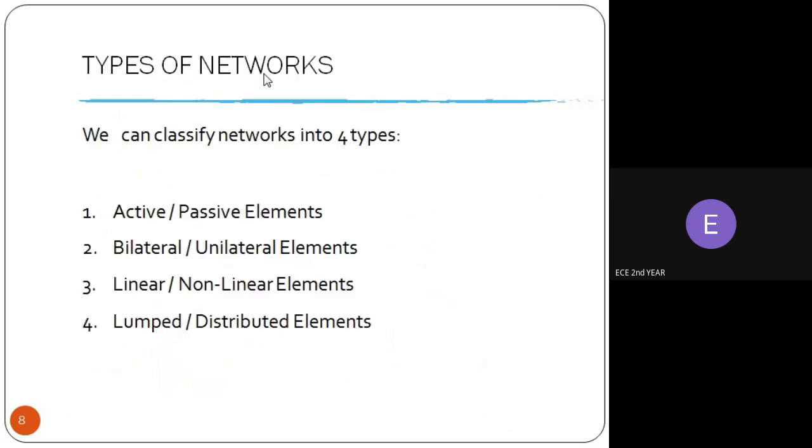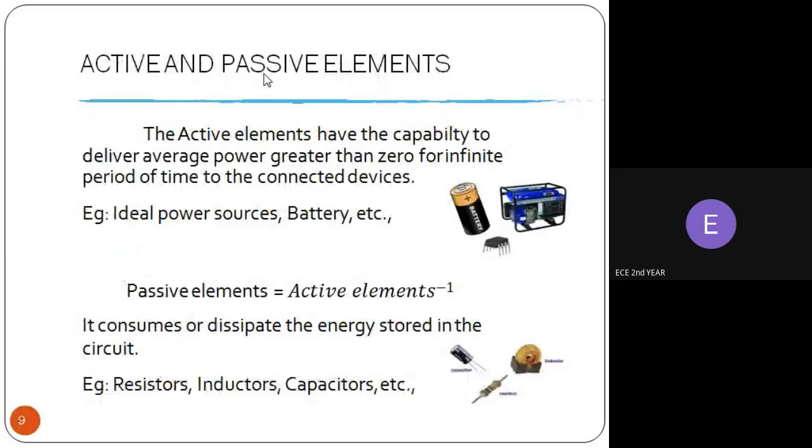There are different types of networks available. We can classify the networks into 4 types. One is active and passive elements. The second one is bilateral and unilateral elements, the third one is linear and non-linear elements, and the fourth one is lumped and distributed elements. First we'll see active and passive elements.